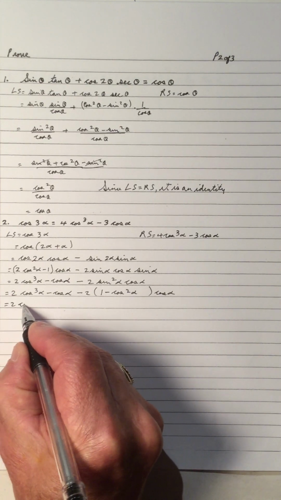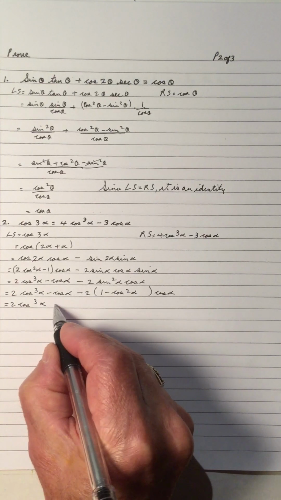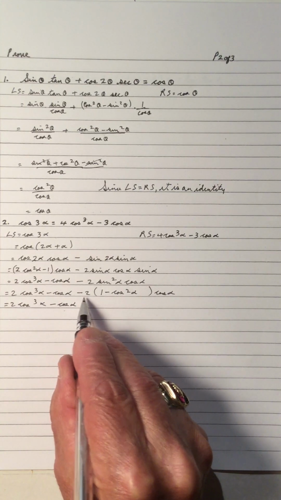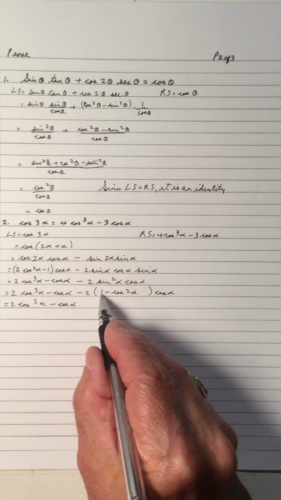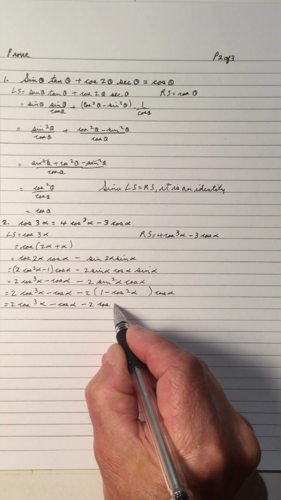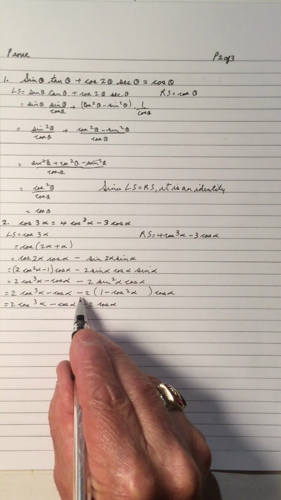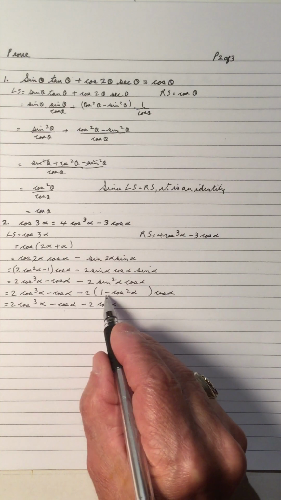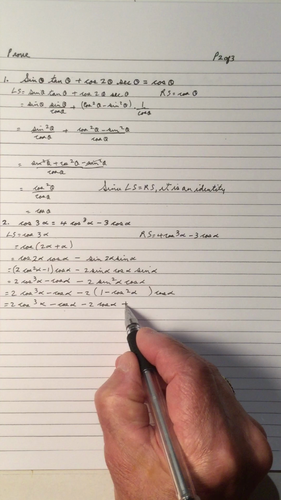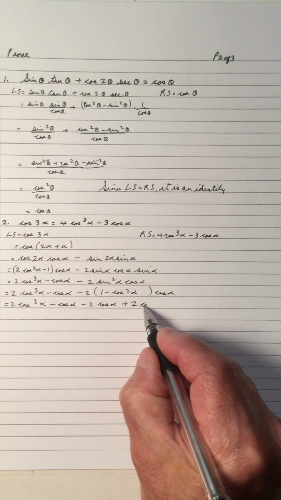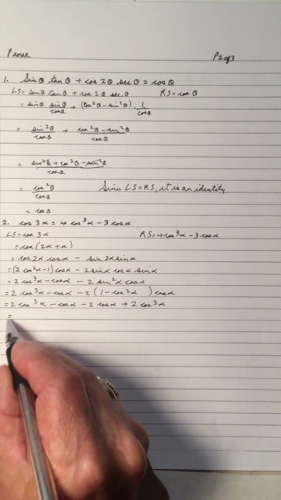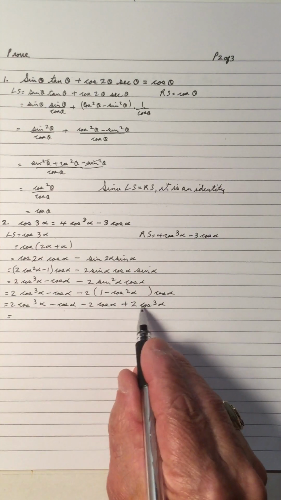So 2 cos cubed alpha minus cos alpha. Now I got a negative 2 cos alpha times 1, so that's a negative 2 cos alpha. And I got a negative 2 cos alpha times a negative cos squared alpha. So negative times negative is a positive. 2 times 1 is 2 cos cubed alpha. And notice that we have like terms here.